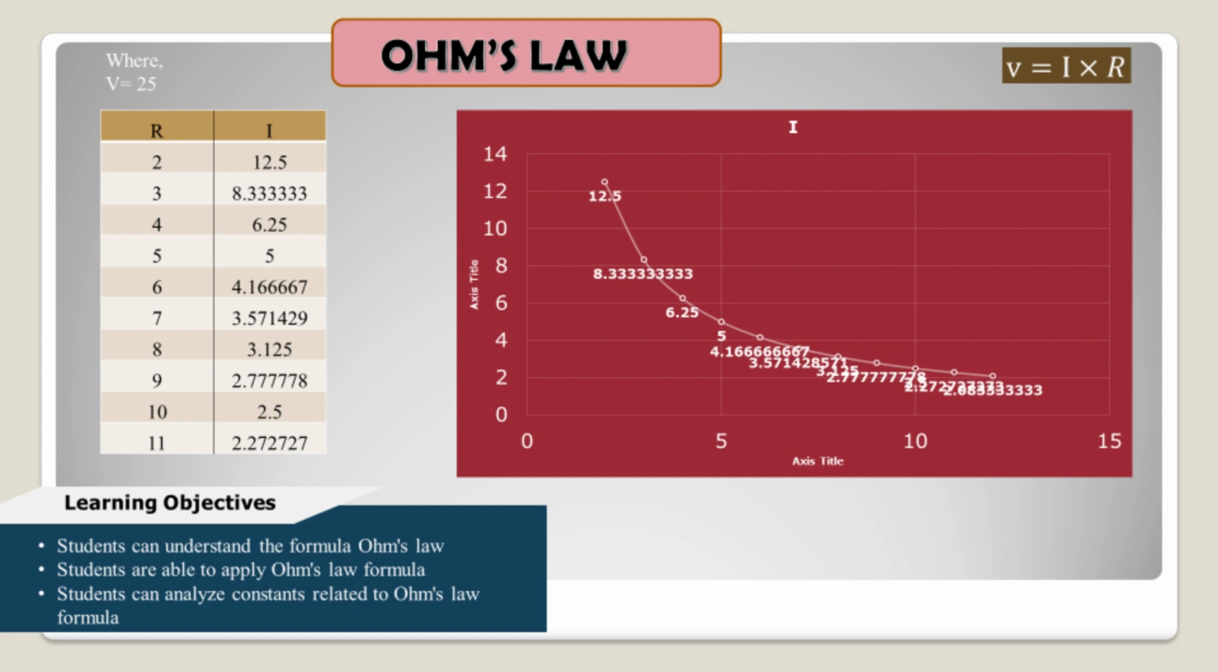If the resistance is equal to 11, we have the current equal to 2.272. Look at the graph of Ohm's law. From the Ohm's law graph with a range of resistance and current, we have a hyperbolic line formed in the graph.